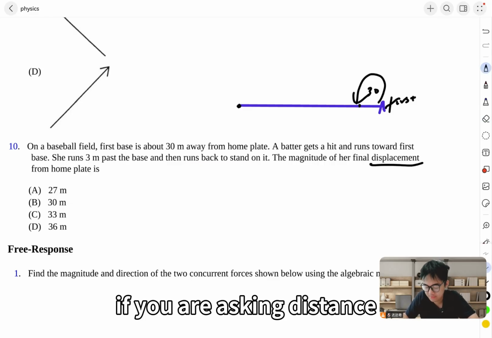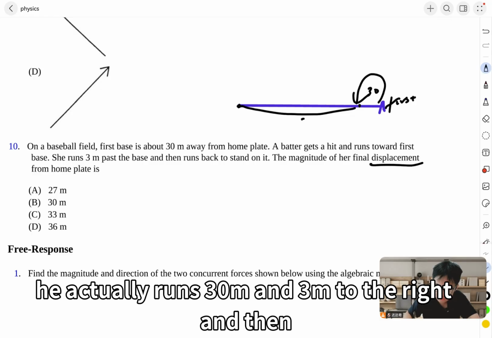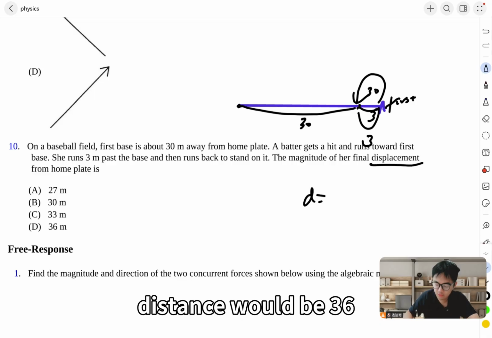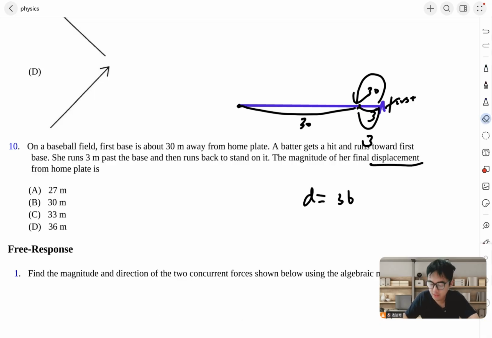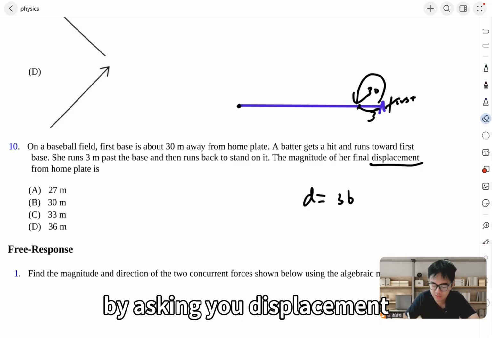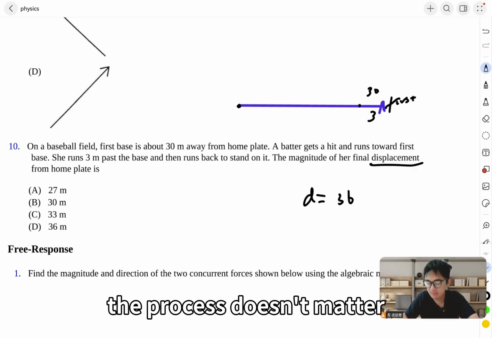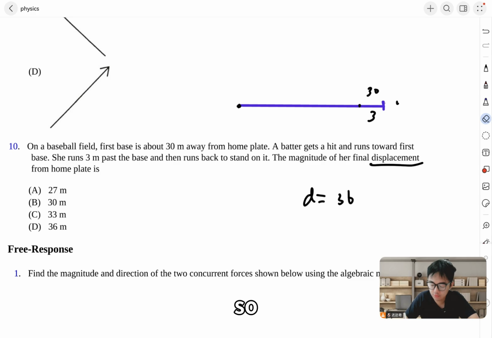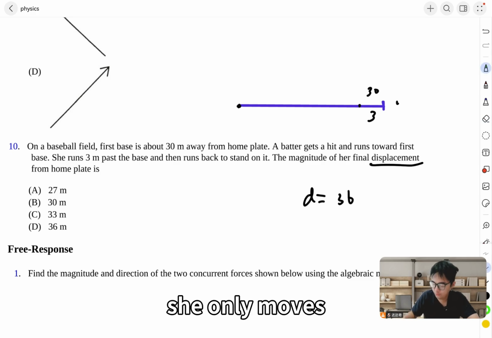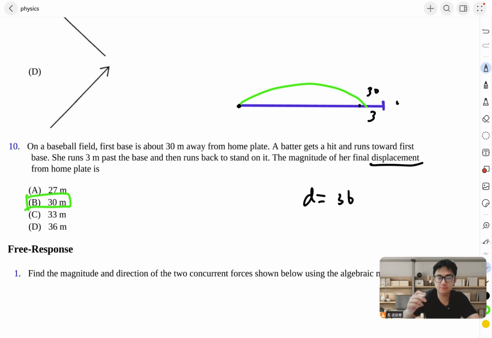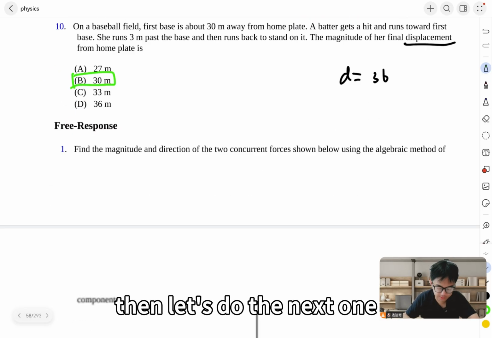If you are asking distance, she actually runs 30 meters and 3 meters to the right and then 3 meters back, so the distance would be 36. By asking for displacement, we only care where she starts and where she ends. The process doesn't matter. So she only moves 30 meters as a displacement. And let's do the next one.